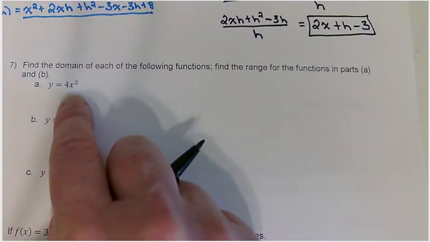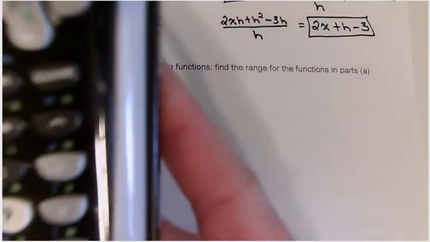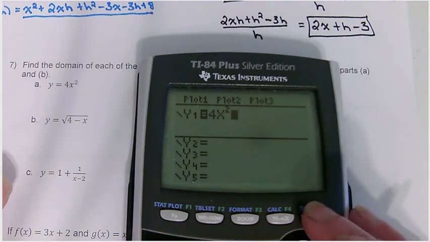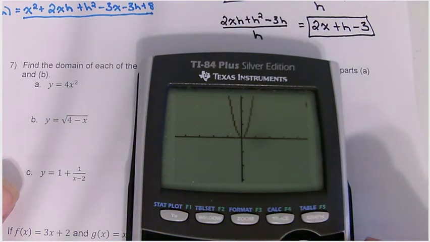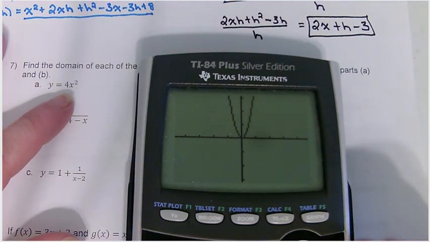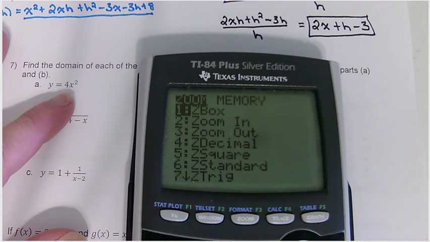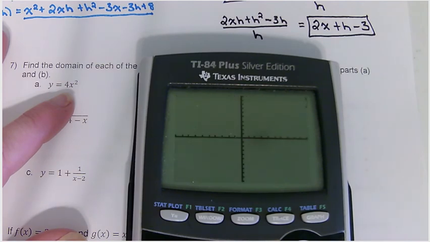Domain. What x values can I plug into here? Well, let's use our graph to help us. This is 4x squared. It's a nice parabola. And even though I only see x values, I'm going to change my window back to a standard so you can see it a little bit better.